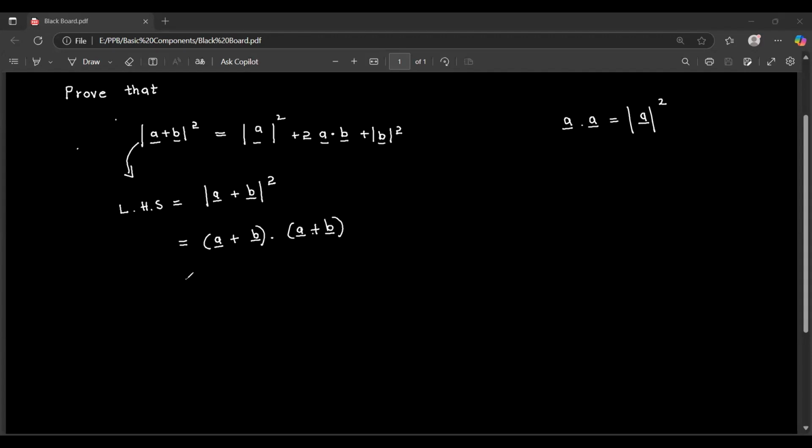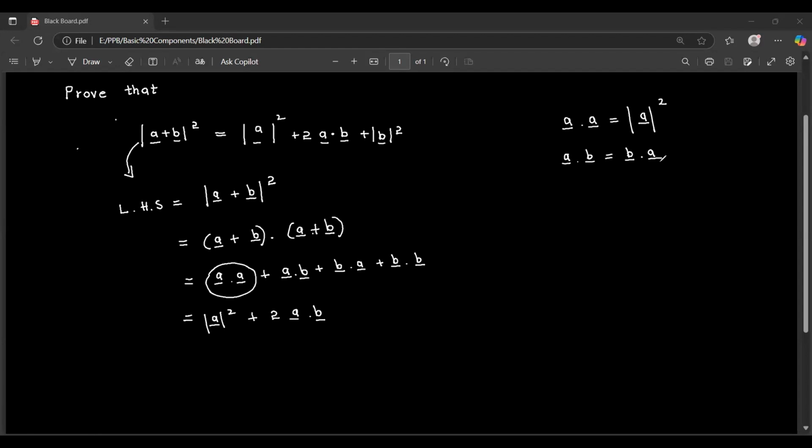That's all. And now I can apply the scalar product properties. That will give me A dot A plus A dot B plus B dot A plus B dot B. A dot A will give me modulus of A squared, plus here I will have 2 A dot B. Why? We know A dot B is equal to B dot A. This is another property of the scalar product. So that will be equal to modulus of B squared. And yeah, the question is completed.